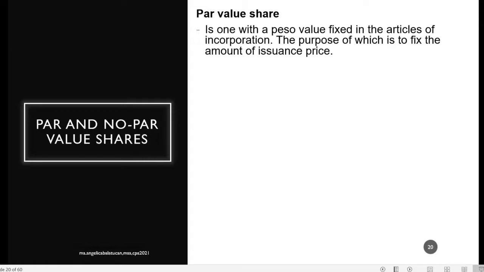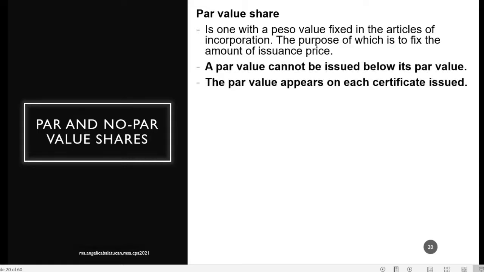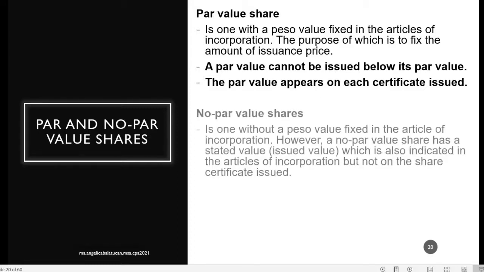Because if you have the par value, you will price your shares according to the par value or above. Because according to the corporation code, you cannot issue a par value share below the par value. So, therefore, the minimum price if you sell a par value share is the par value itself. Or you can sell it above the par value but not below. The par value appears on each certificate issued.